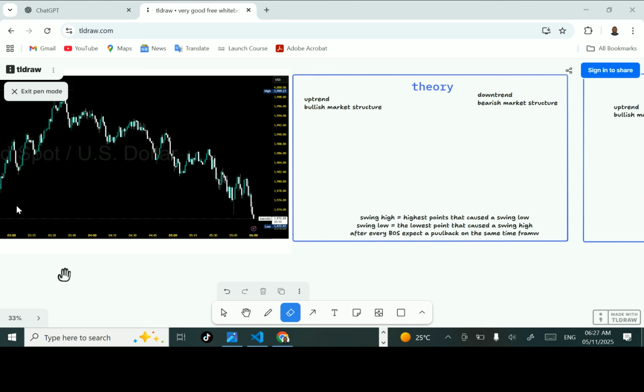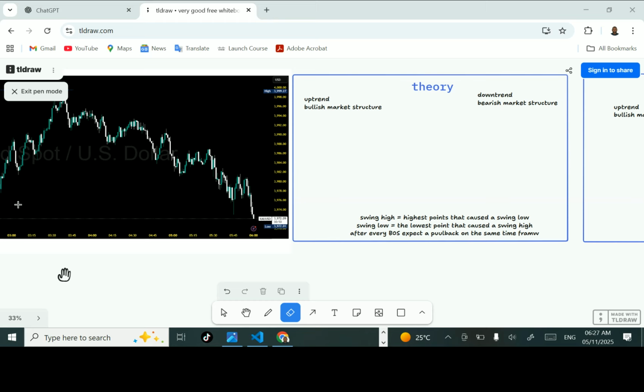The market structure is either in an uptrend or a downtrend. An uptrend is considered a bullish market structure. A downtrend is considered a bearish market structure. What you really need to know about an uptrend, which is a bullish market structure. Let me sketch something small here.